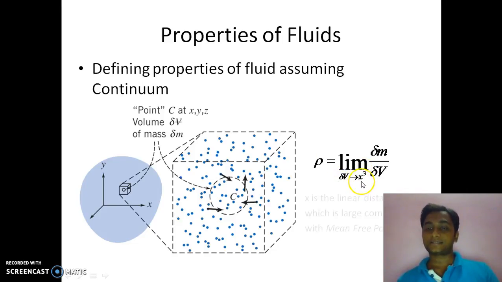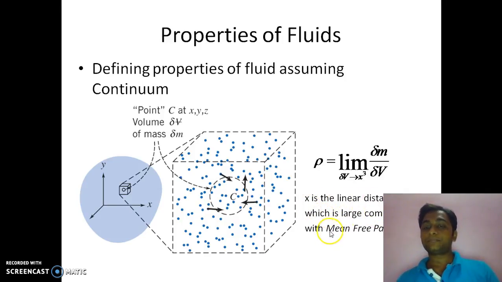Now what is this x? This x is nothing but a linear distance which is large compared with the mean free path. So this x is a value which is greater than lambda. When we have this x value greater than lambda and delta V approaching x cube, we can say the density we are defining at a point is the limit delta V tends to x cube of delta M upon delta V. This we have defined with the use of continuum.